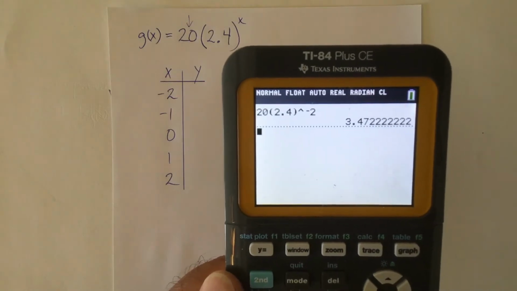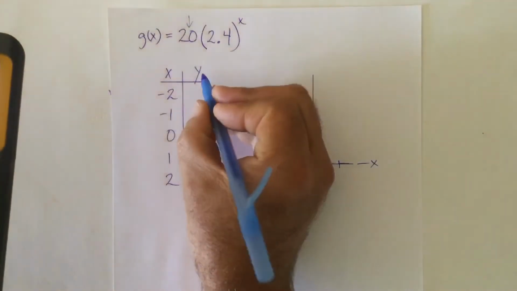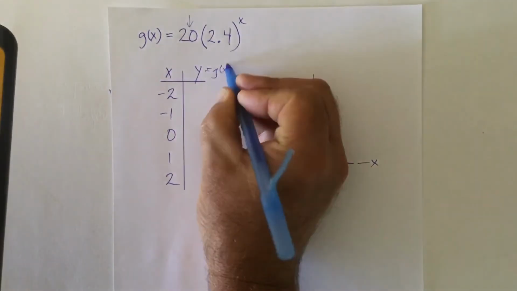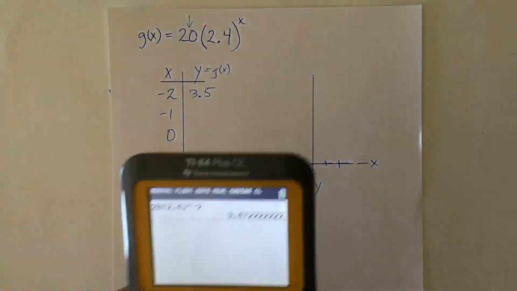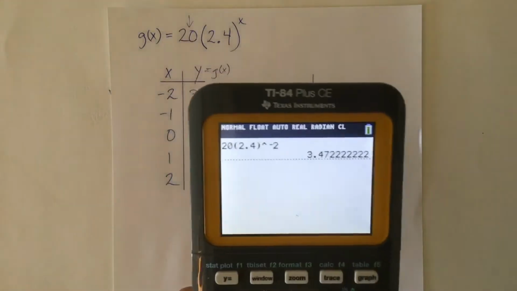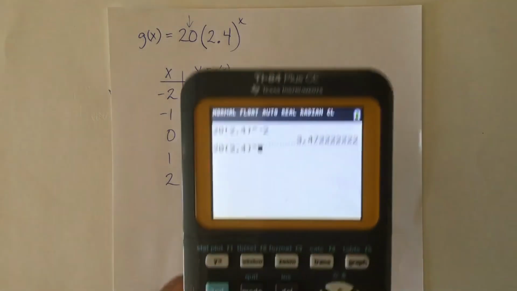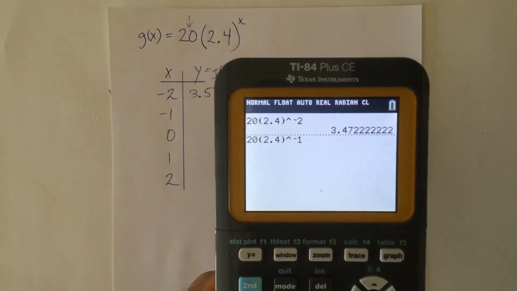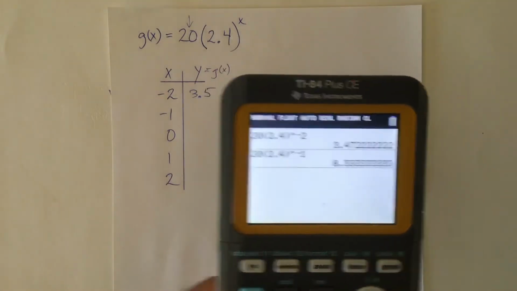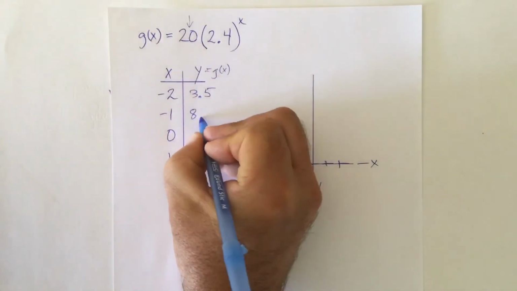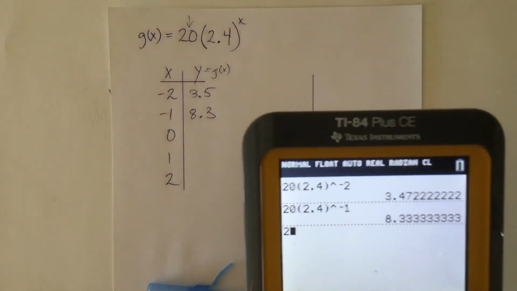So I'm going to call the output the y value, or in this case, they're using g of x. I guess I could have said g of x. 3.5. Let's call that thing 3.5. Let's do the next one. I'm going to do 20 parentheses 2.4 to the power of -1. What am I going to get? 8.3 repeating. Let's just call it 8.3. Now, here's the fancy one.